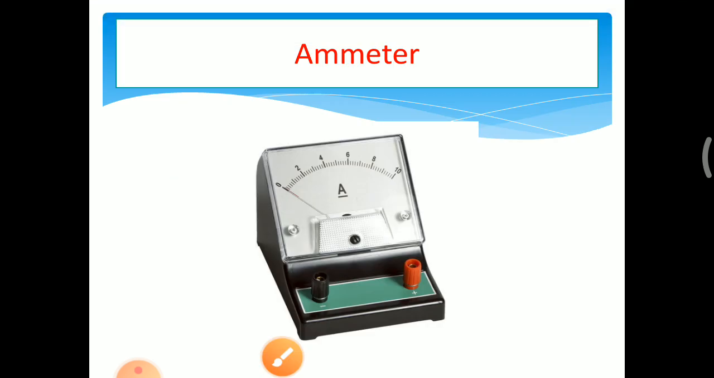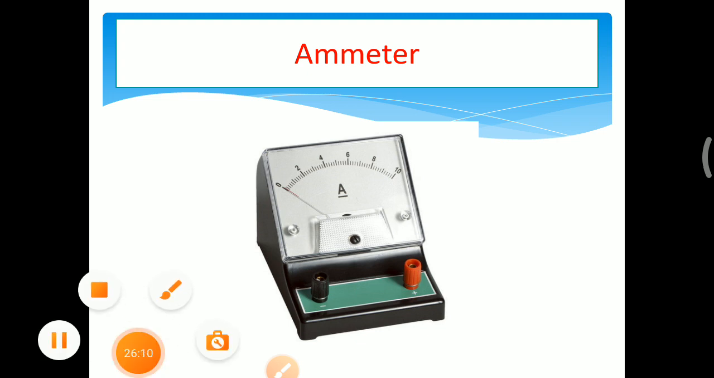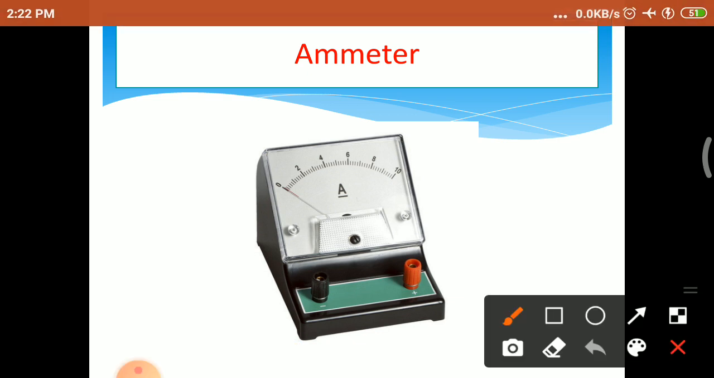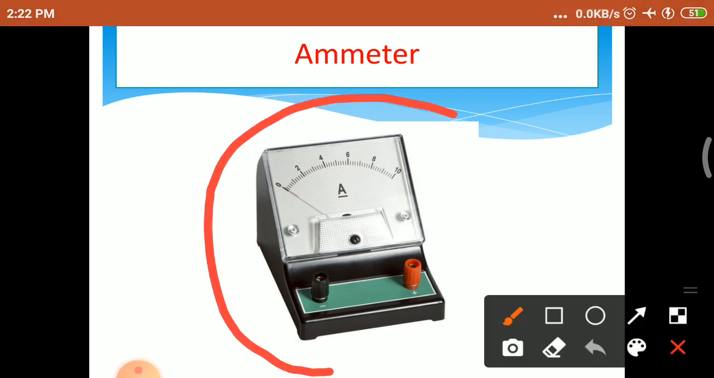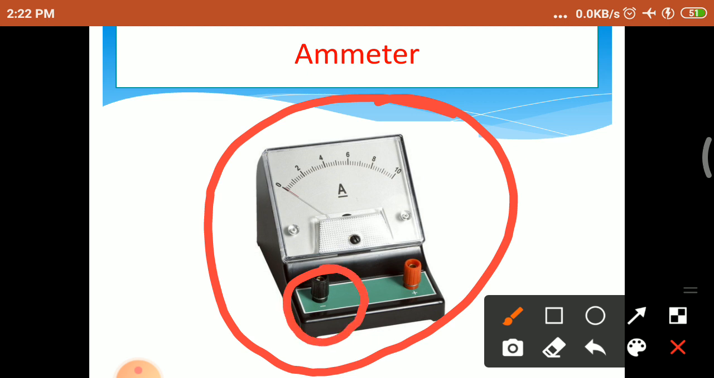So how can I measure the electric current in a circuit? Using an ammeter, I can measure the electric current in the circuit. Look at this image. This is an ammeter. It has two terminals. One is a positive terminal and this is a negative terminal. And also see, this is ampere.